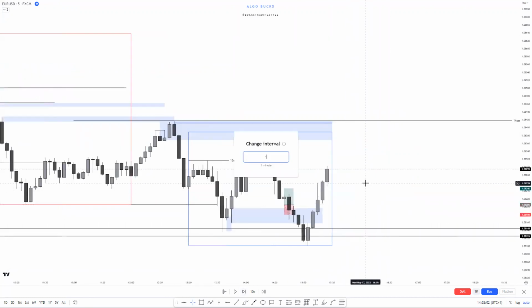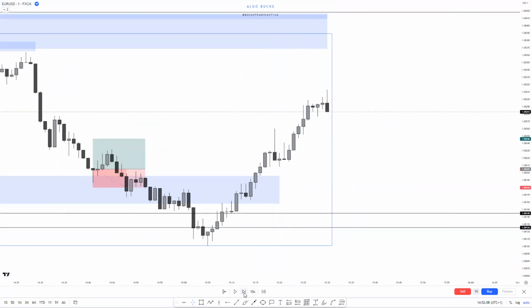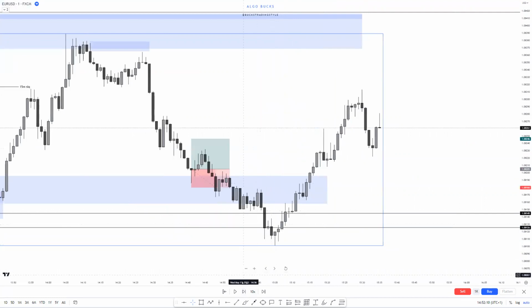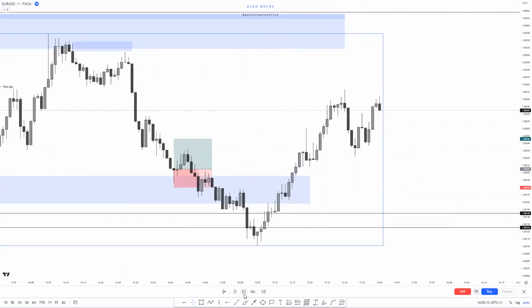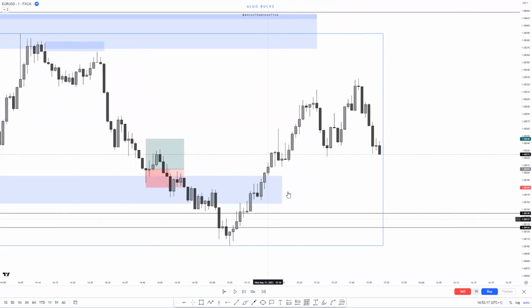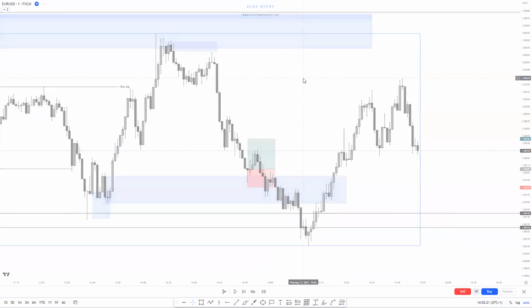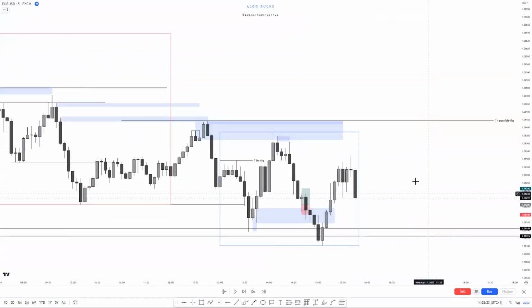Okay, price keeps going higher. Let's play it on the M1. See what price is going to do. Nothing interesting happening. And let's see if we can get the buy to target that liquidity level.